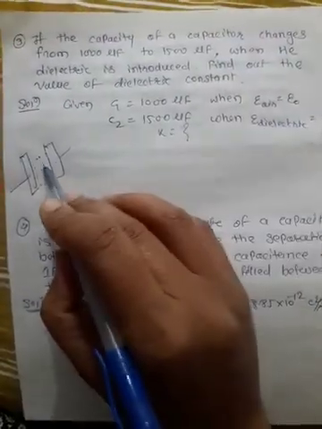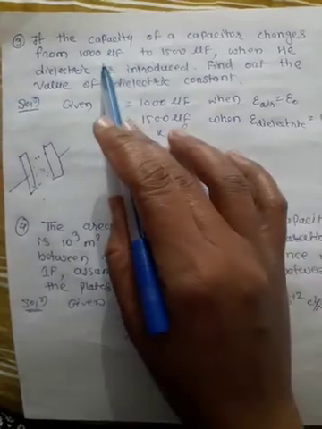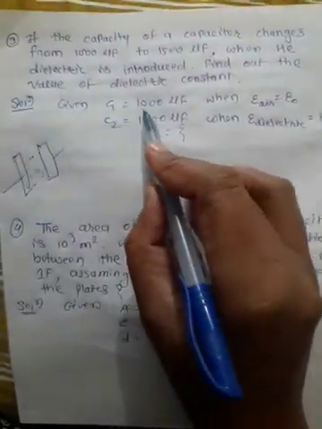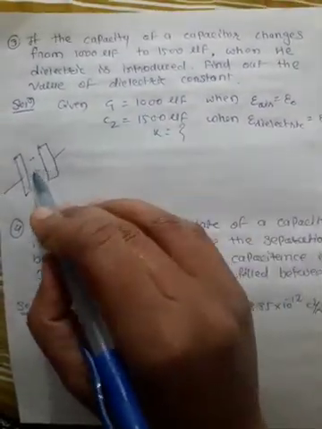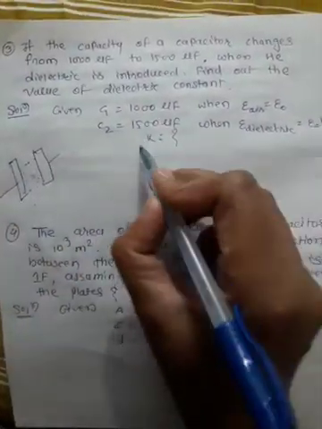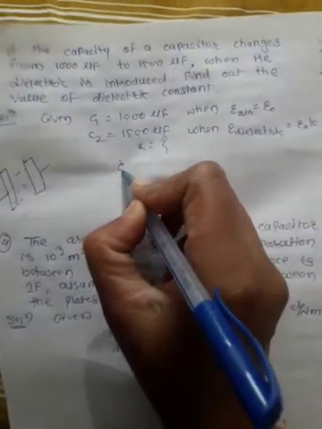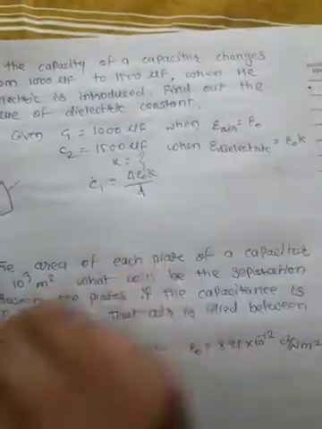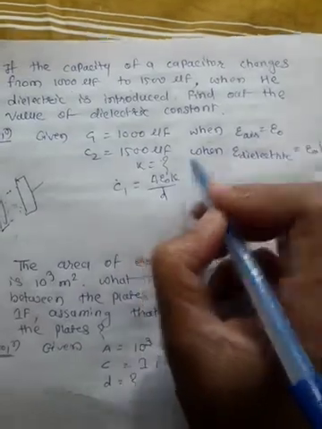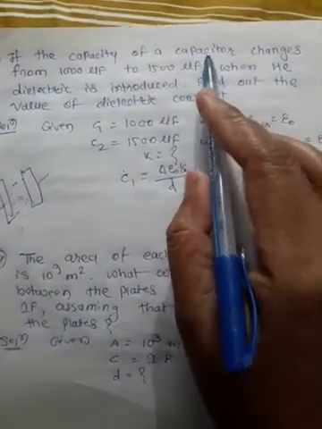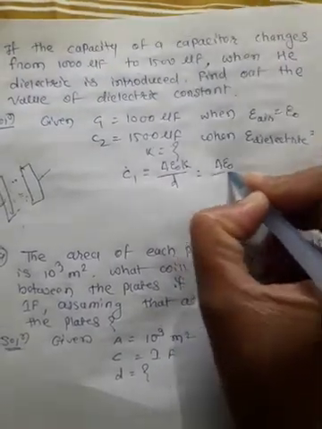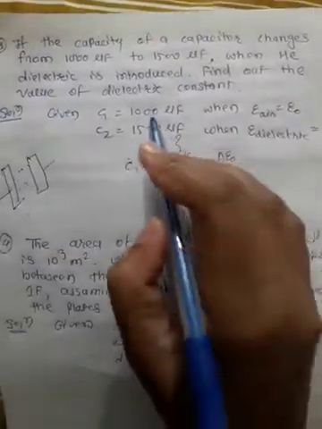Before, when the capacitance is 1000 microfarad, the medium between the two plates was air. Therefore the formula becomes C1 = A ε₀ K / D, and for air K = 1, so C1 = A ε₀ / D.